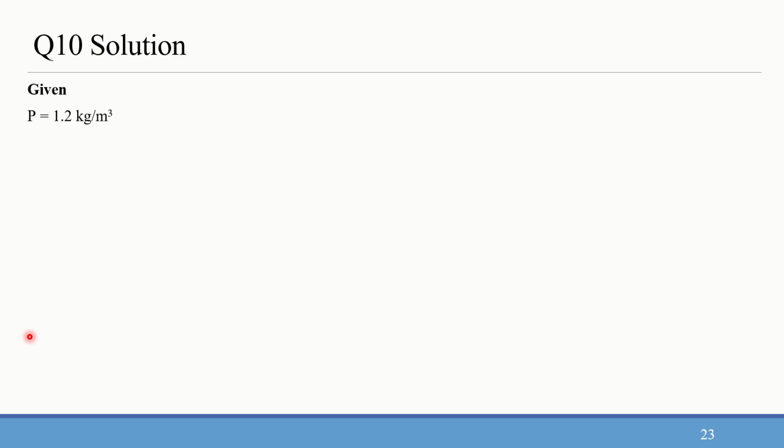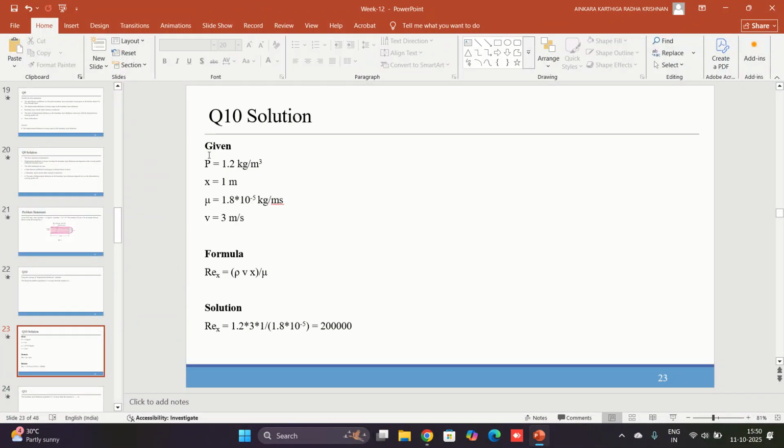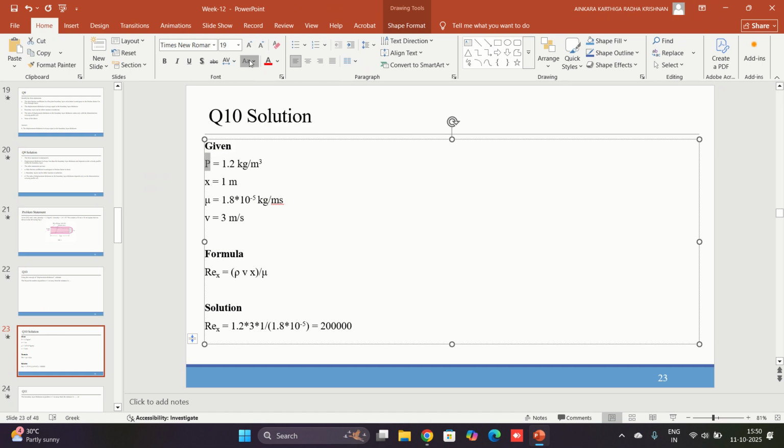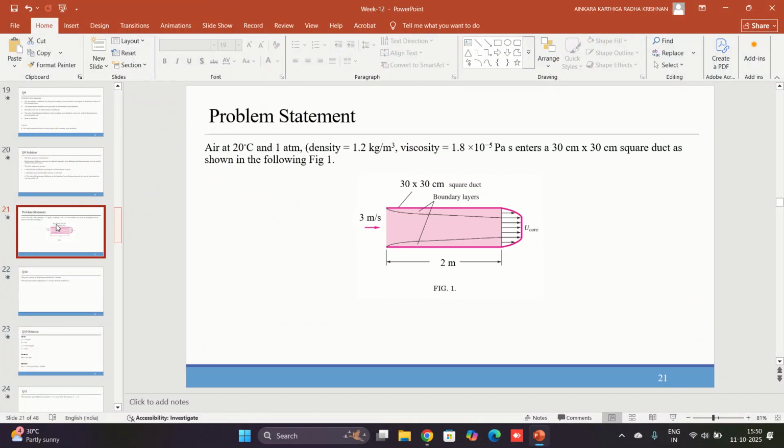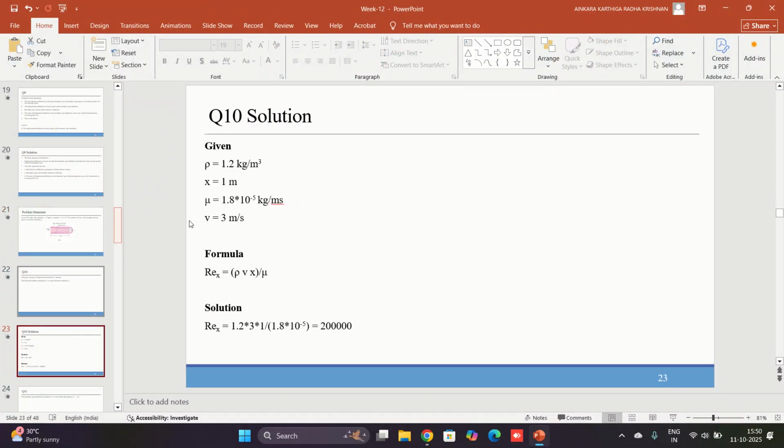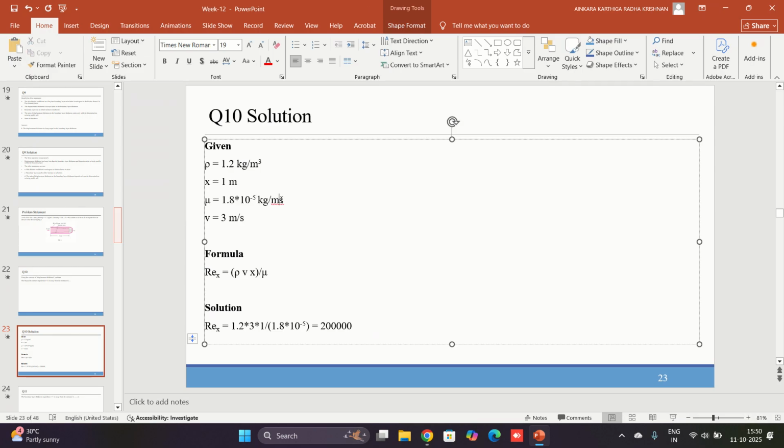What is given? It is rho, that is density, 1.2 kg per meter cube. x is equal to 1 meter. Mu is 1.8 times 10 power minus 5 Pascal second. And V, the flow velocity, is 3 meters per second. I think I should write it better, because the symbols are kind of confusing.